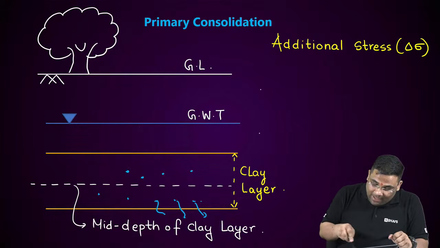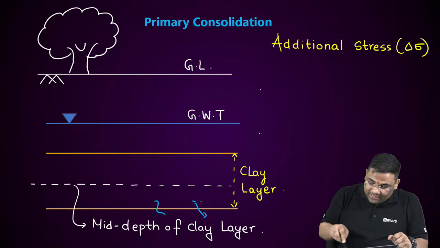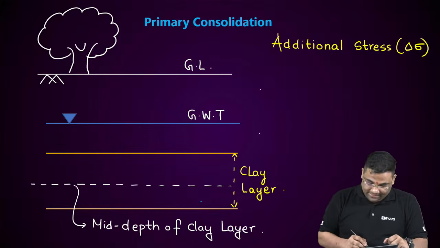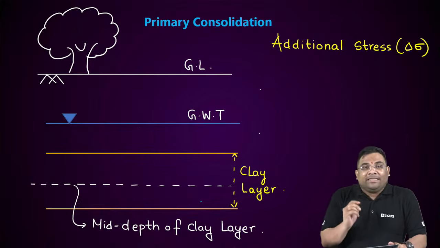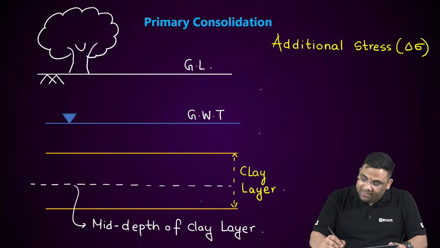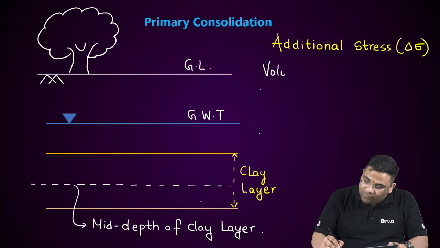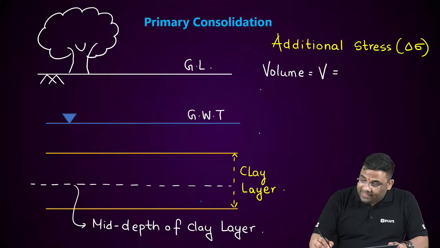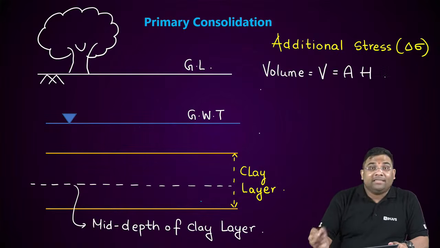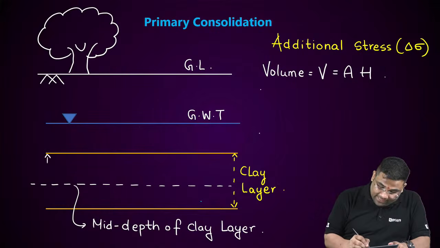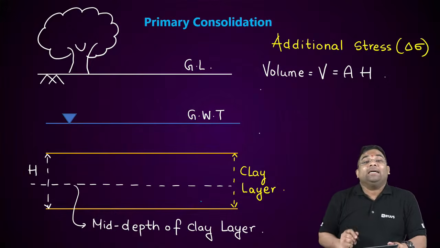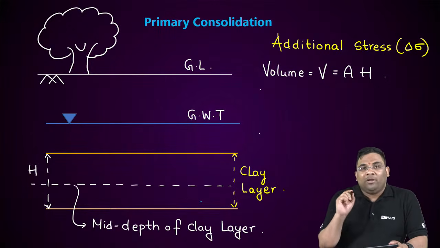And due to this, there will be reduction in volume. Now, if we consider this clay layer, the volume V will be area into the height of this clay layer, or I can say depth of this clay layer, right? If capital H is the height of this clay layer, the volume will be this.